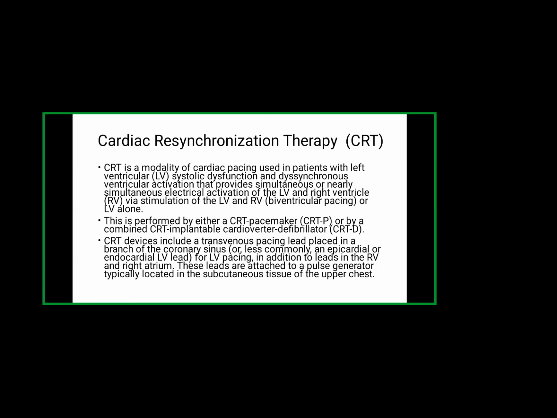So what happens is that the device includes a transvenous pacing lead that is placed in a branch of the coronary sinus for LV pacing. Then the second lead is placed in the RV apex, or the right atrium. These leads are attached to a pulse generator that is typically located where pacemakers are located, in the subcutaneous tissue of the upper chest. It's important to say here that CRTs have made dramatic improvement in the treatment of most patients with heart failure, if the patients qualify, because CRTs also have their own drawbacks, which I will talk about.